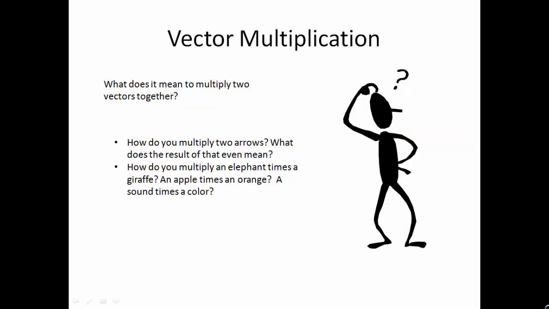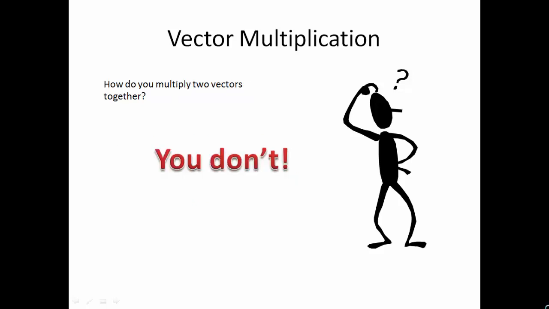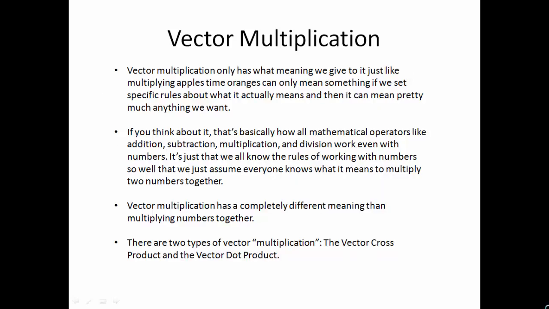Vector multiplication. What does it mean to multiply two vectors together? How do you multiply two arrows? What does the result of that even mean? How do you multiply an elephant times a giraffe, an apple times an orange, a sound times a color? You don't. That's how you do it.